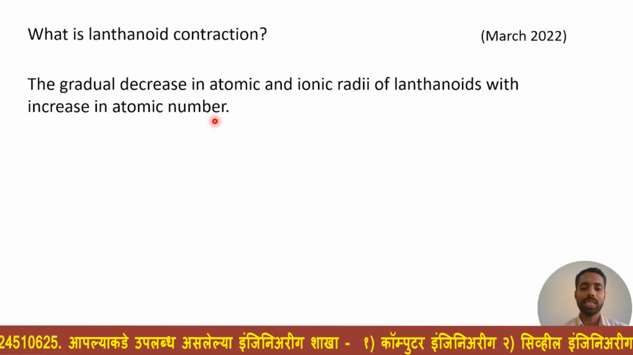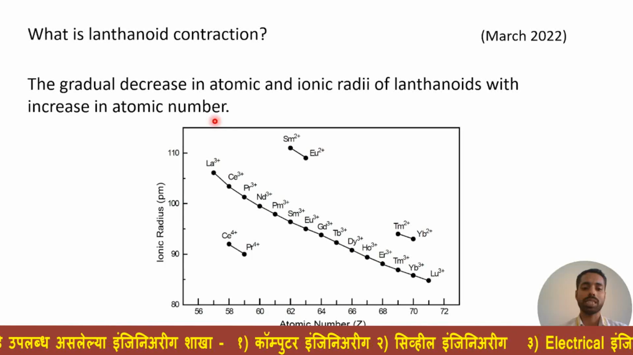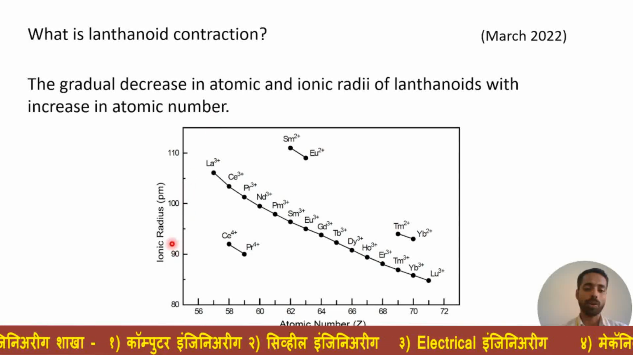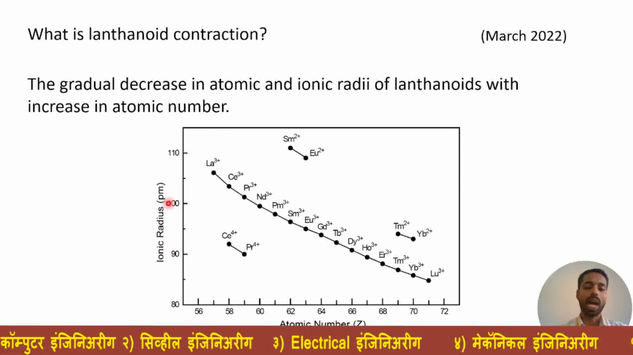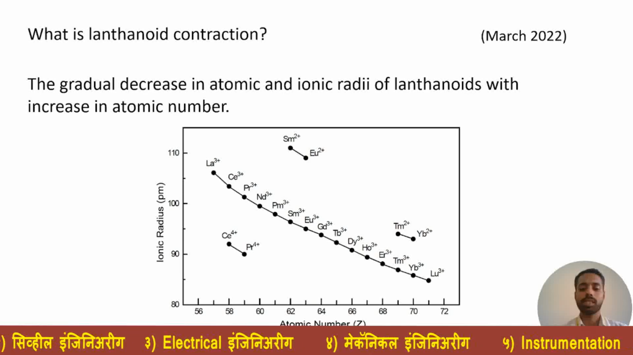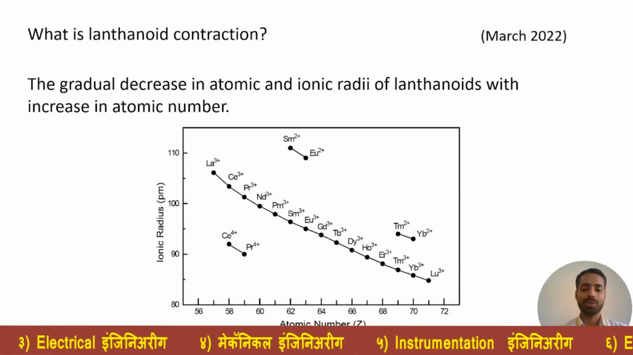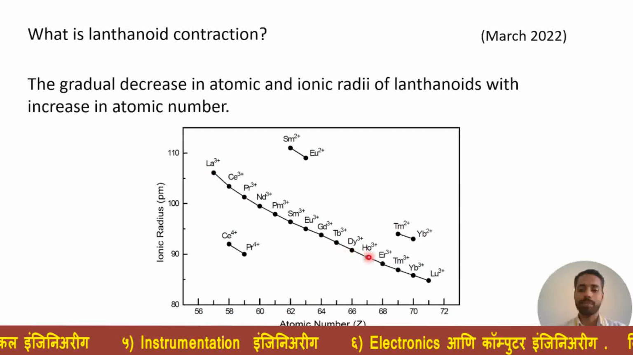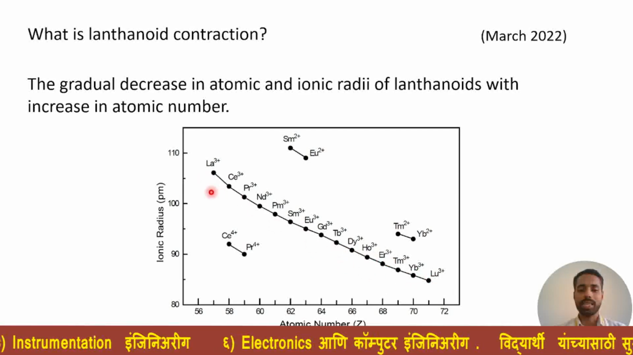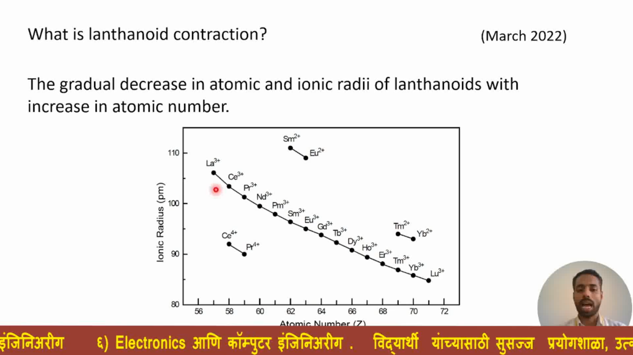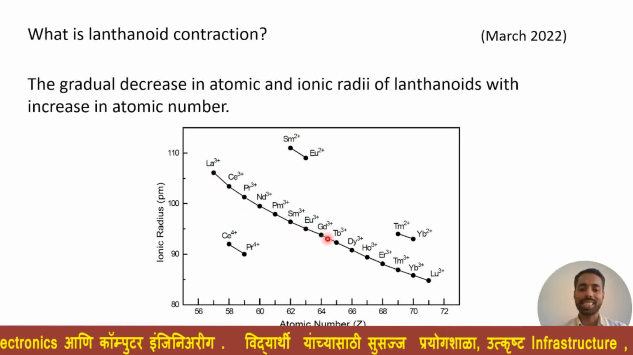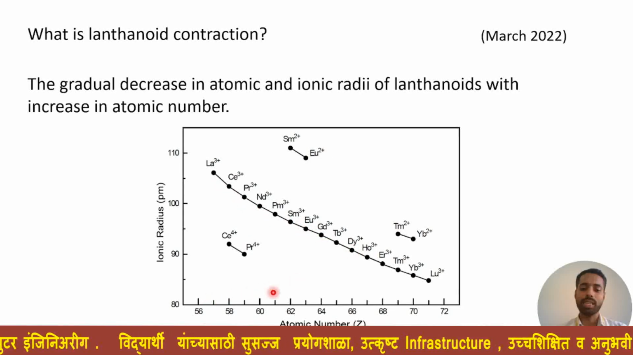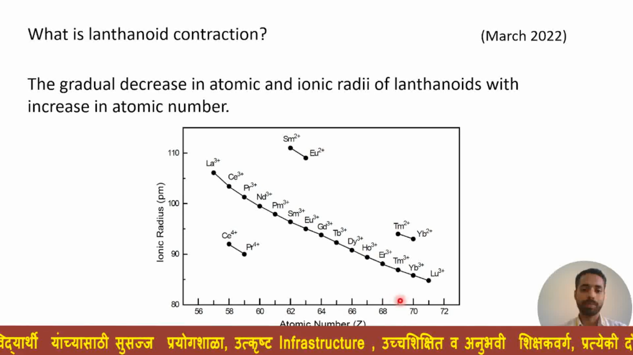You can understand this better with the help of this graph, which is plotted of ionic radius against atomic number. And what you can see from lanthanum to lutetium is that ionic radii decrease with increase in the atomic number.